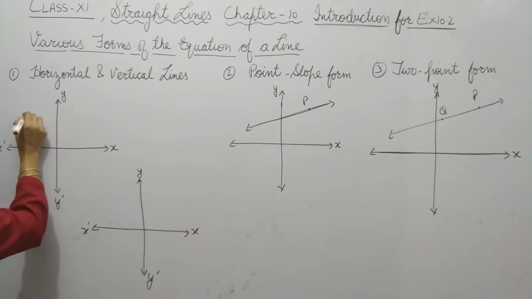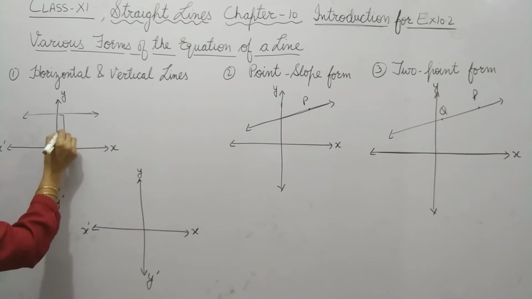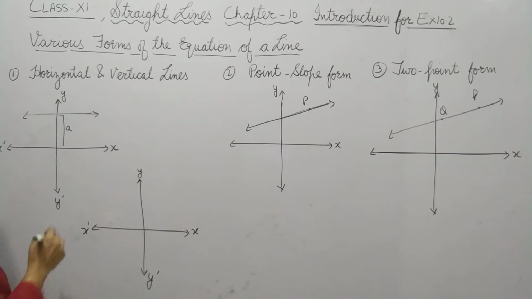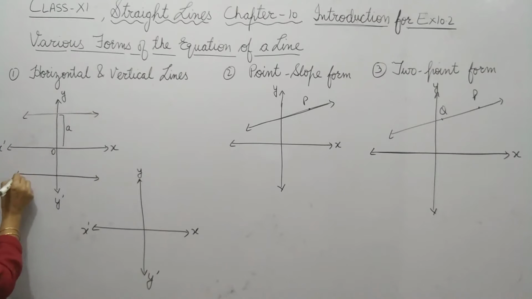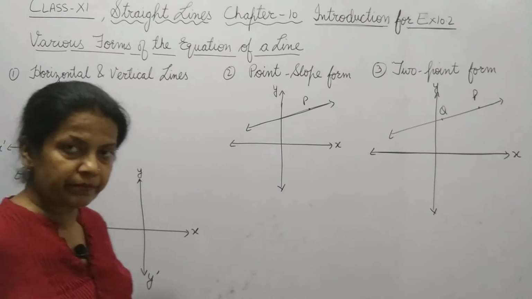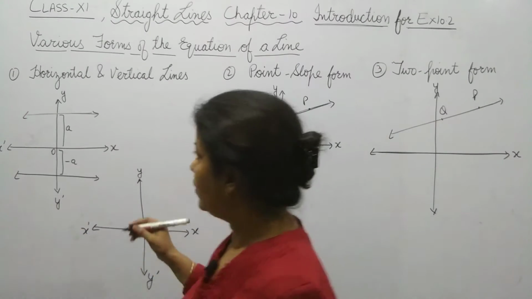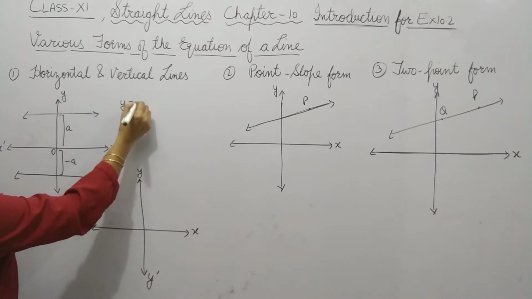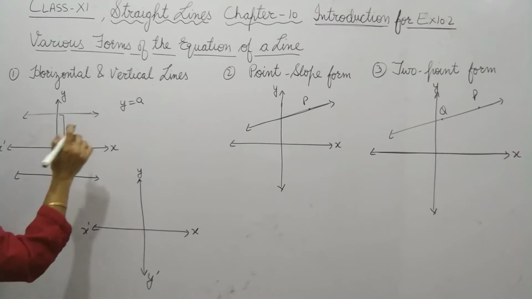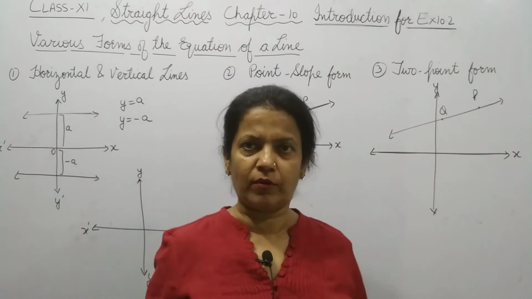For that, a horizontal line is this, which is at a distance of a from the x-axis or from the origin, and one more line horizontally which is at a distance of minus a from the origin. These are two horizontal lines. So, what will be the equation over here? Here, y equal a for the first condition and for the second condition the equation of the line will be y equal minus a. This is horizontal.